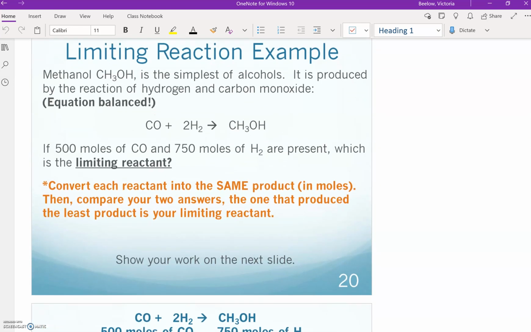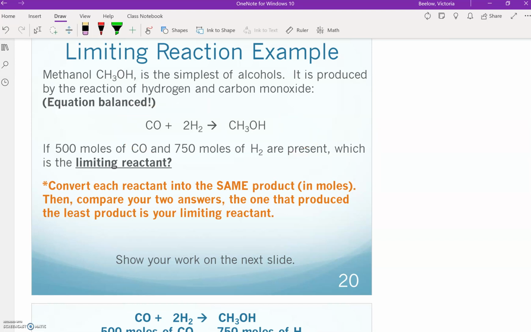So let's say we have a chemical reaction here. We have a simple synthesis reaction. We're going to get methanol, which is a simple alcohol, and it's from the combination of carbon monoxide and hydrogen. Here's the balanced equation. So in order to figure out which of these two is limiting how much product can be made, which of these two are we going to identify as the limiting reactant?